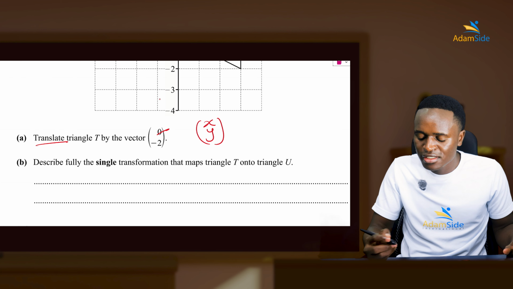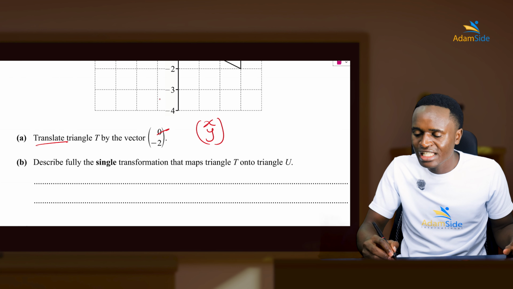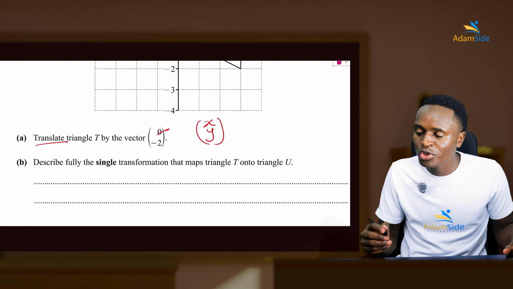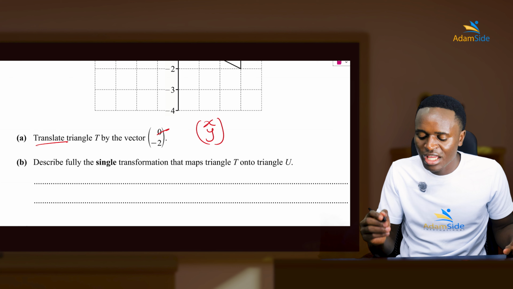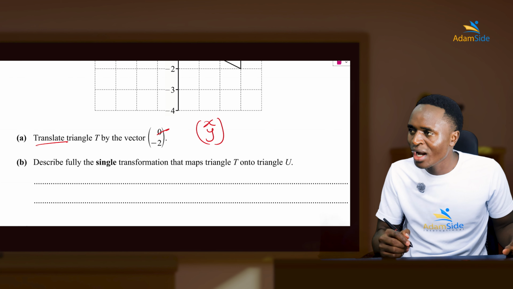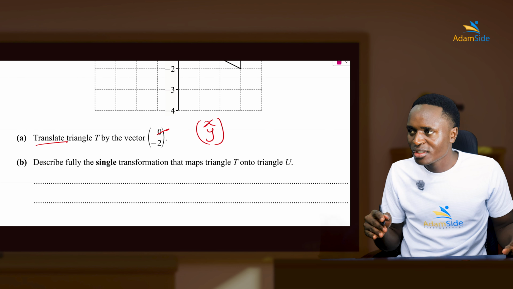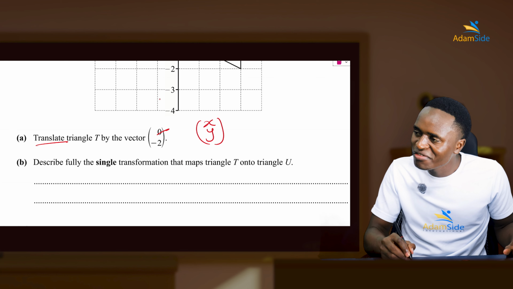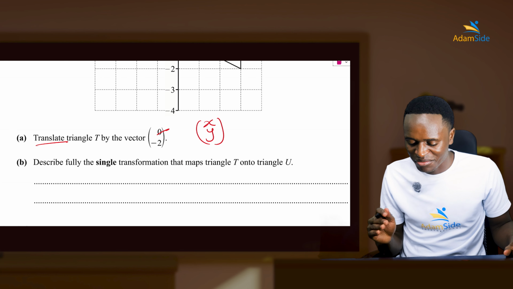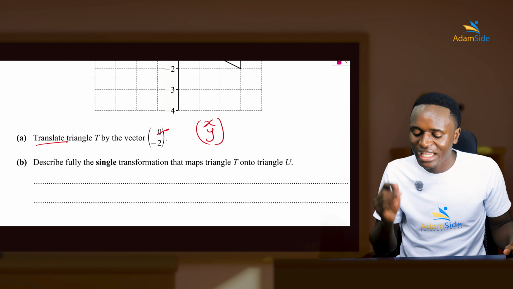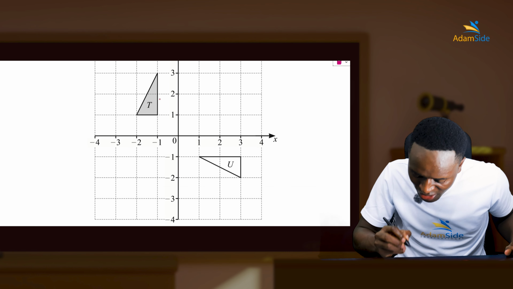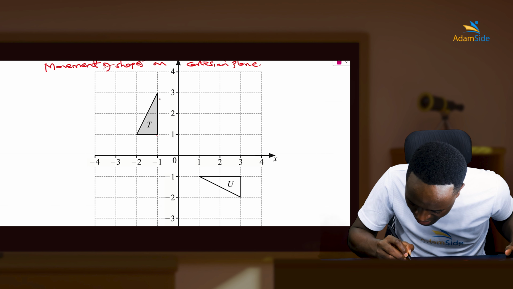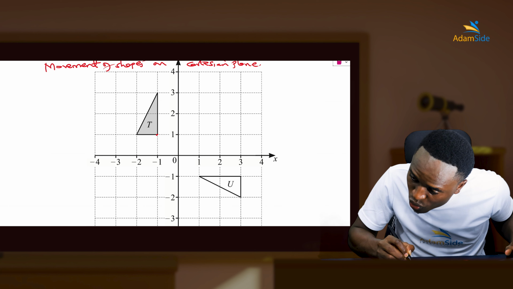So 0 means the values of x of the image are not going to be affected. Whatever is going to be affected is only the shift on the y, down 2 steps. The values of x will remain the same. Let's go to triangle T. The values of x will remain the same, but this point will move 2 steps down.